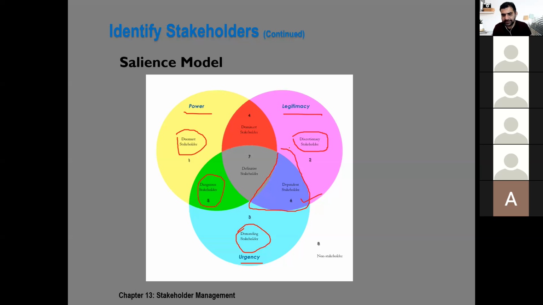They are pretty dangerous. They can do anything because they have urgency, they have power too, but they don't have any legitimacy. And then there comes those stakeholders who got power and legitimacy but no urgency. They are dominant stakeholders. They can do whatever they want, but normally they don't have a lot of urgency. And then there comes some stakeholders who got power, legitimacy, and urgency. These are your definitive stakeholders. They are your most important stakeholders. You need to closely manage them.